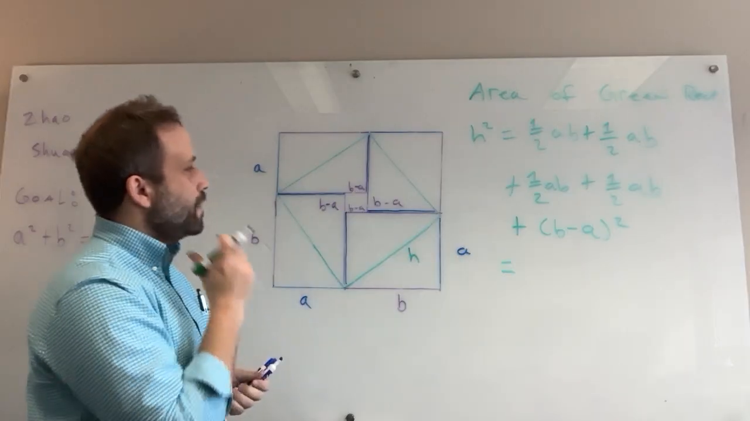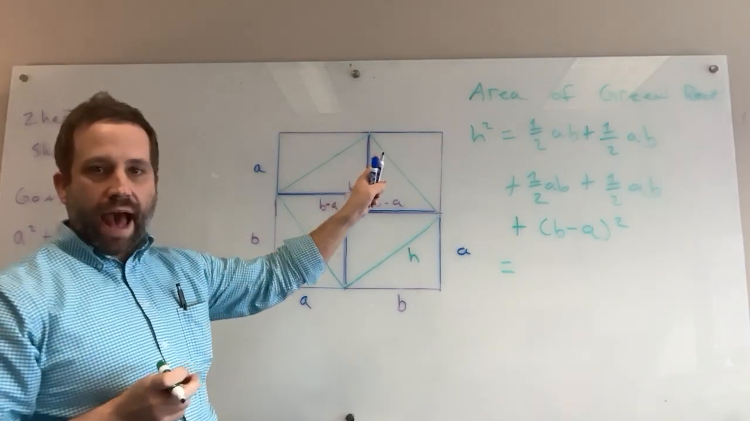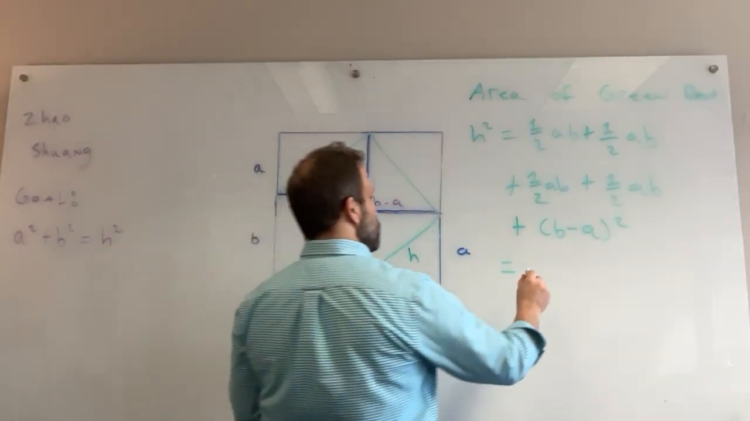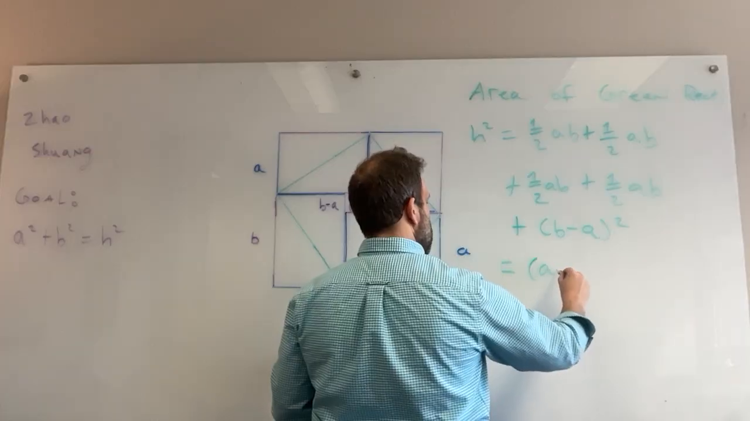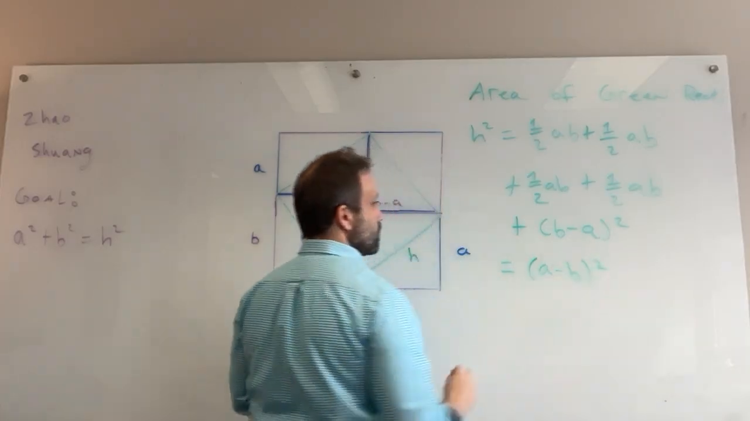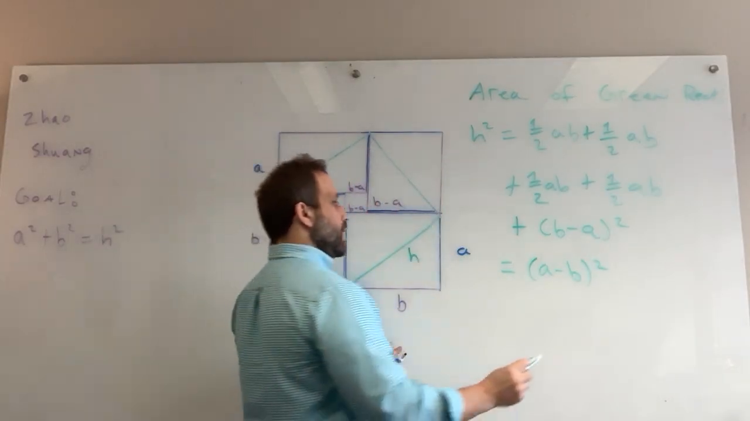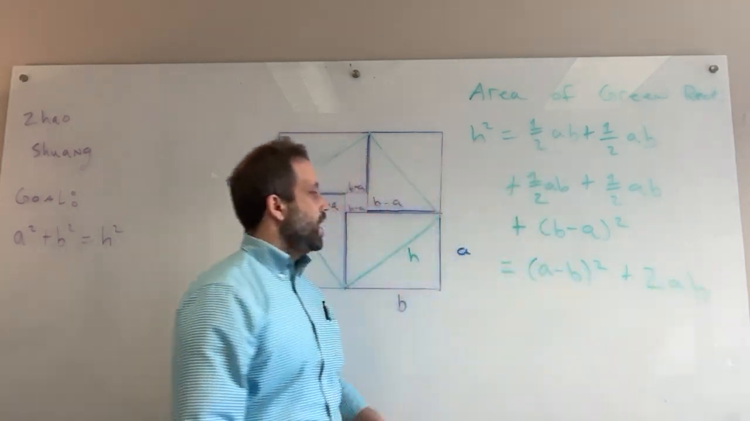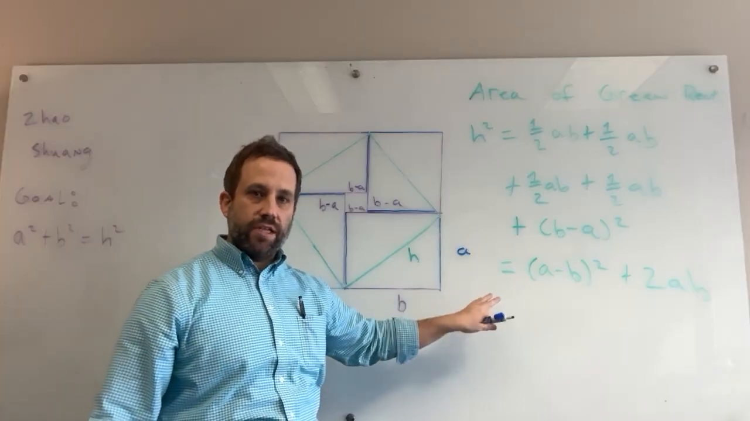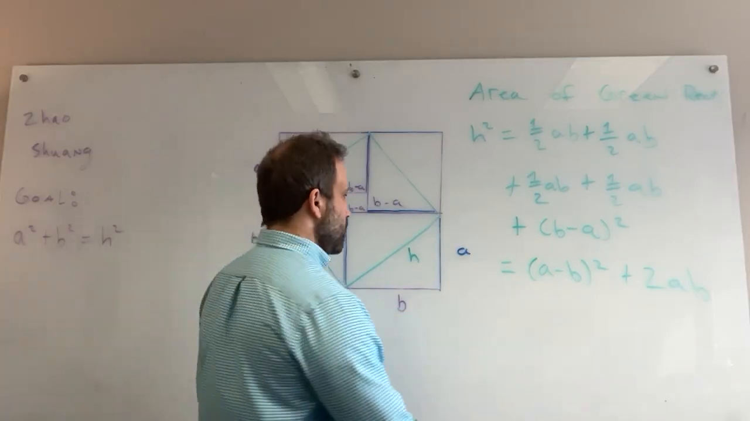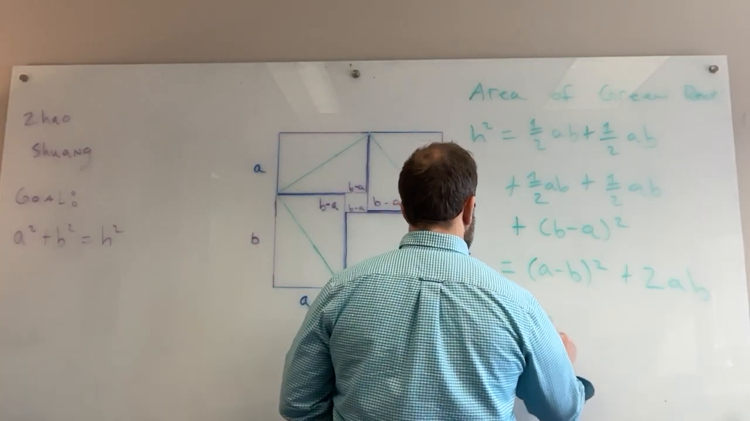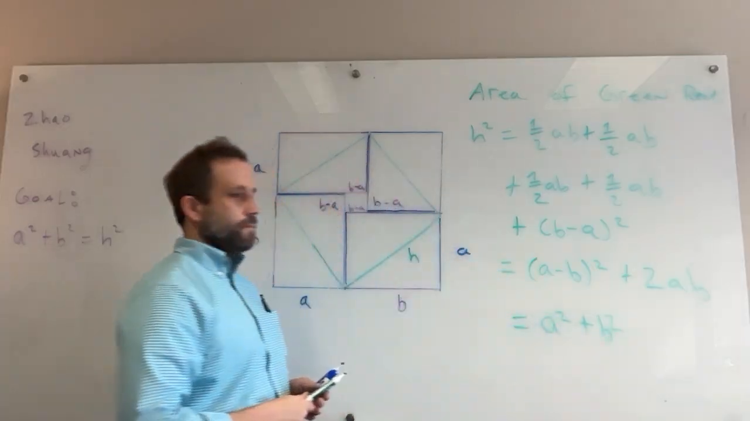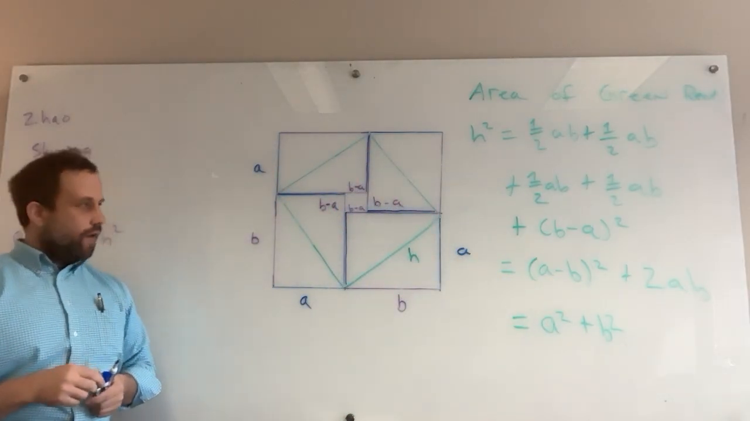Okay, now what's going to happen? We have 1/2 times AB. We have that written 4 times. So 1/2 times 4 is 2. So this is going to be this term. I'm going to switch it around to A minus B squared. B minus A squared is A minus B squared. And then plus 2AB. And of course, A minus B squared is equal to A squared plus B squared minus 2AB. And so this will simplify to A squared plus B squared. And there we have a proof of the Pythagorean theorem.